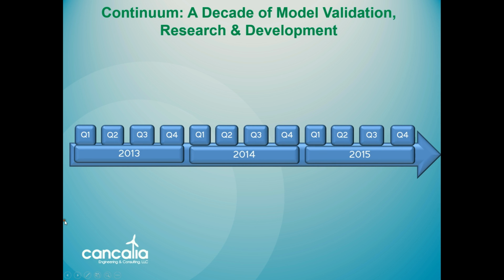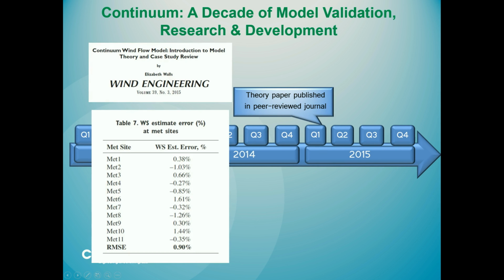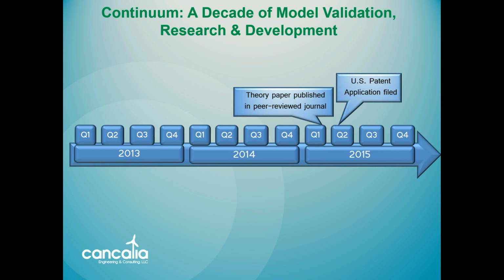A few months later, I published the model theory in the journal Wind Engineering, and in the paper I included a case study to validate the model, and the RMS error of the wind speed estimates at 11 sites was only 0.9%. That spring, we filed for a U.S. patent that encompasses the application of the model.